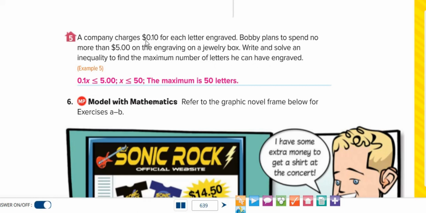As you can see, 0.10 for each letter. So it will be 0.10, which is 0.1x, and this is the amount, no more than. No more than means can be 5 or less. So that's why we wrote here smaller than or equal to 5. Now if you divide both sides by 0.1, it will give you x smaller than or equal to 50. So the maximum number is 50 letters.